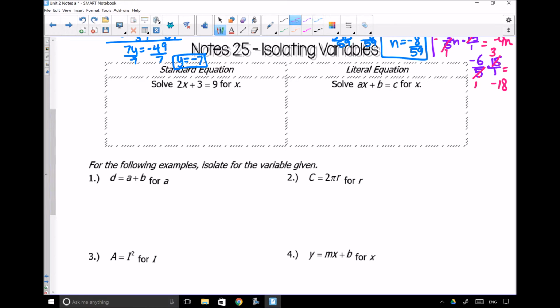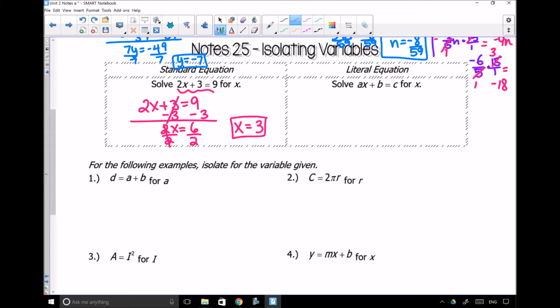So let's go ahead and solve this regular equation like we would solve this equation right here normally, and see how that's related to this crazy equation that we have here. So the first thing I'm going to do is subtract 3 from both sides. Well, 3 minus 3 cancels out, so I end up getting 2x equals 6. Okay? Then I would divide both sides by 2, which means that x equals 3.